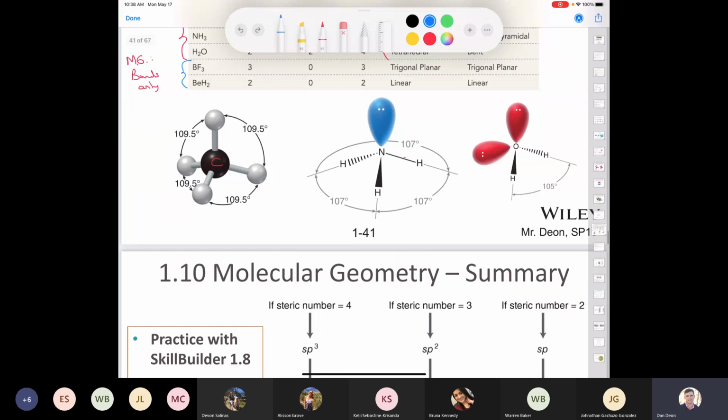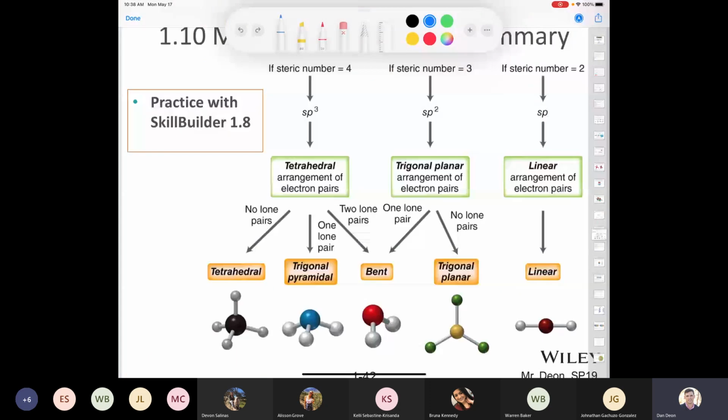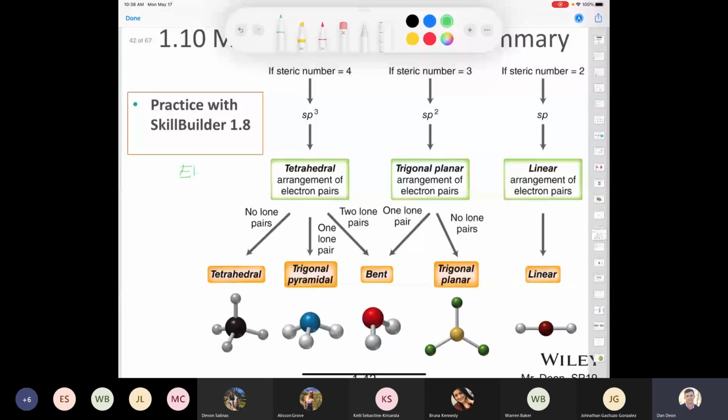If you have a steric number of 4, your electron geometry, so that's what's here, this is electron geometry, is going to be the same for all of them. Everything will be tetrahedral. But if you have 1 lone pair in the central atom, it's trigonal pyramidal. If you have 2 lone pairs in the central atom, your molecular geometry is bent. So these are molecular geometries down here.